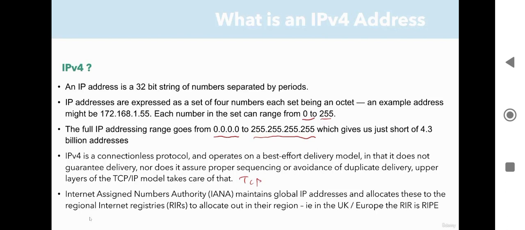The Internet Assigned Numbers Authority maintains the global IP addresses and allocates these to the regional internet registries. They then allocate these out into their regions, i.e. the UK or Europe, and the regional internet registry for Europe is RIPE.